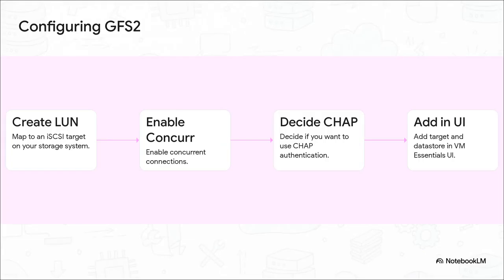Now, moving over to storage. Setting up GFS2 shared disk file systems is what actually makes those 0 downtime live migrations possible. It allows multiple nodes to access the exact same block storage, and the process is surprisingly straightforward. First, you create your LUN on your storage array and map it to a nice SCSI target. Then, make sure concurrent connections are enabled and decide on your CHAP authentication. Once you've knocked out those array side steps, you simply add the target in the VM Essentials UI, and the manager handles all the complex multipathing for you automatically.